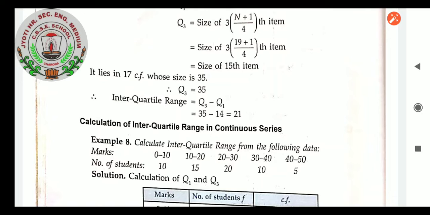Interquartile range is Q3 minus Q1, as we were doing in individual series. The same way it is done in discrete series. So here we get the answer 21.